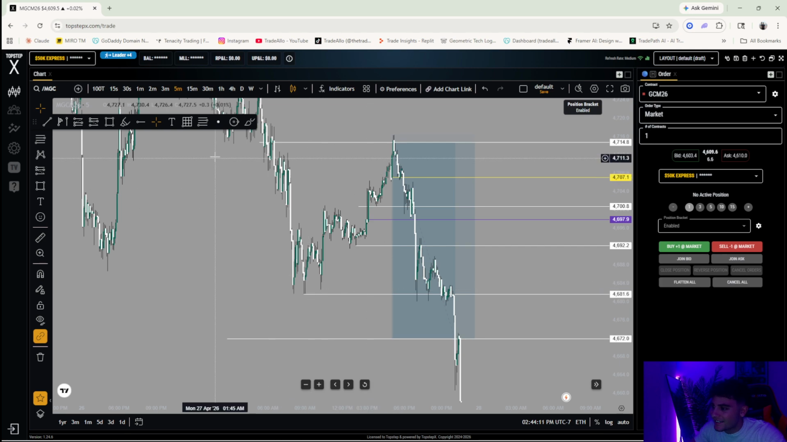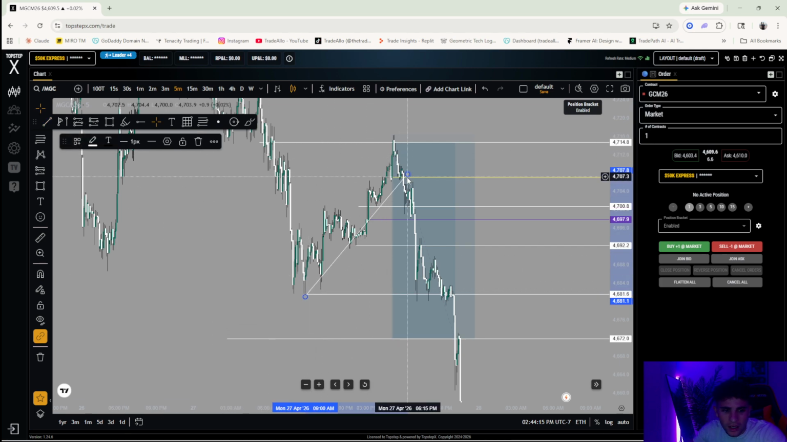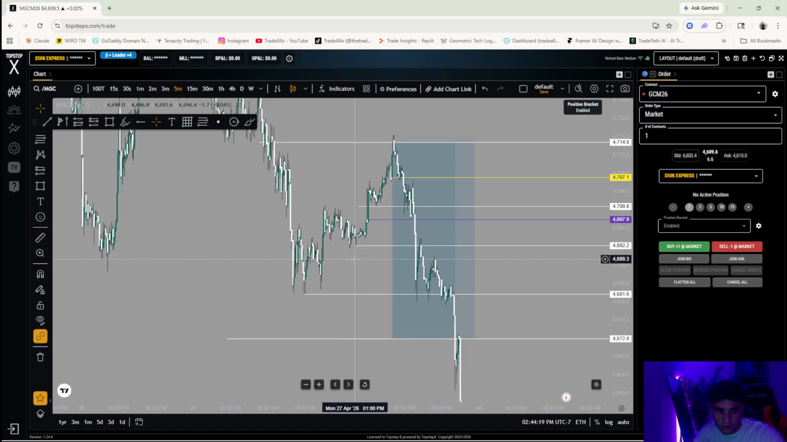What is this? Trend. Why are you drawing a trend line? Trend. You are a trend line. No, it's called generated lows. It's called LRLR. It's called low resistance liquidity. Oh my God, so simple.